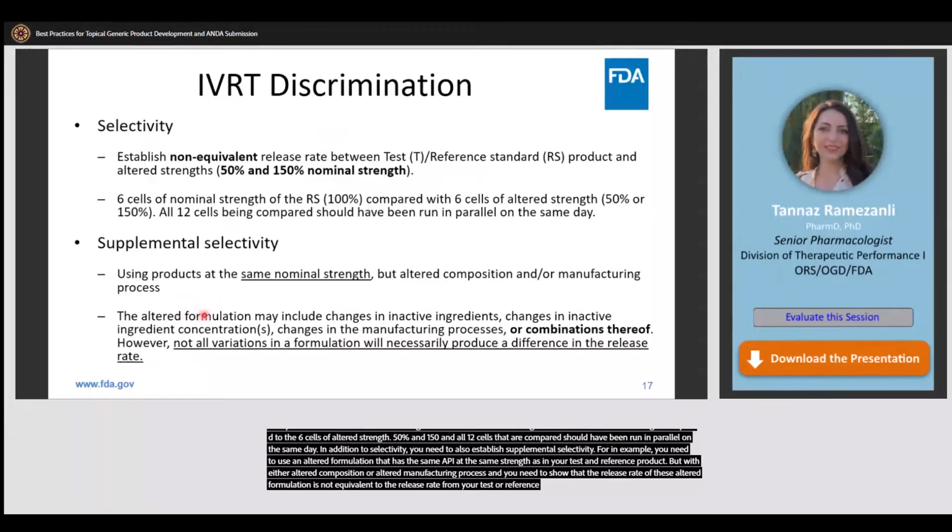I would like to note that the altered formulation may include changes in inactive ingredients, type or amount, or even changes in the manufacturing process or combination of them, because sometimes by a simple Q1 change or Q2 change you may not be able to have a significant different release rate of the altered formulation. Therefore, you may need to alter a few things regarding the formulations. And please note that not all of those variations will necessarily produce a different release rate.